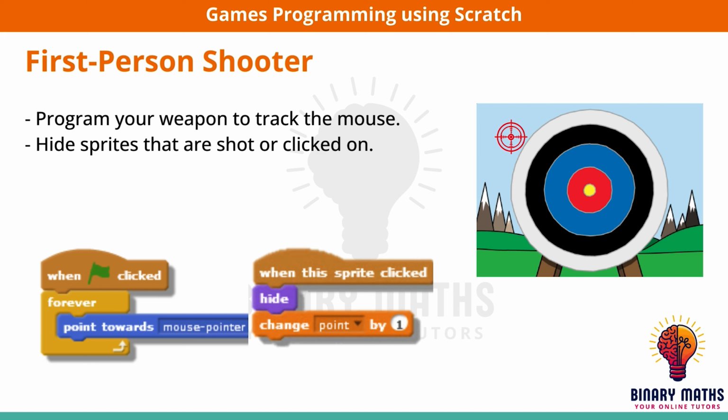Next up, let's talk about first-person shooters. In this type of game, your weapon will follow the mouse, just like the crosshair we just talked about. When you click on a sprite, like an enemy, it will disappear or get shot. You can even add sound effects or animations to make it more exciting. This is a really cool way to create a shooting game where you have to aim and take out targets. Again, consider pausing the video and inspecting the code on your screen.